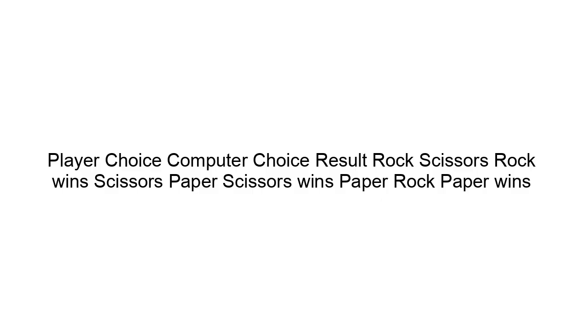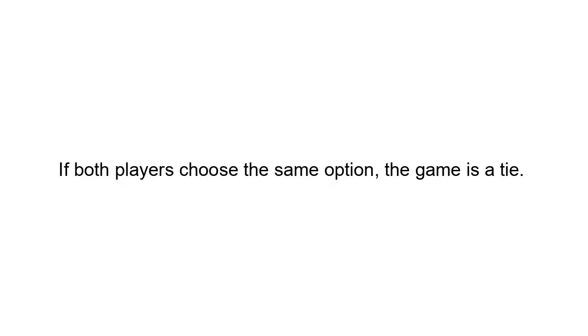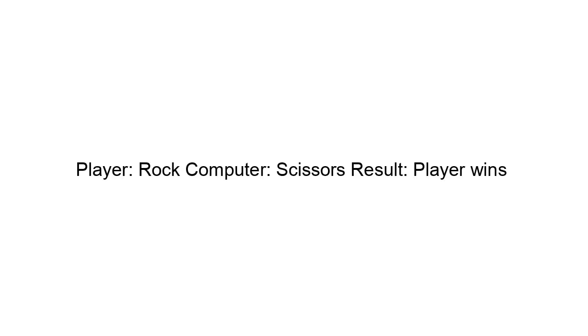Game rules. The game follows three basic rules. Rock beats scissors. Scissors beats paper. Paper beats rock. Example: player, rock; computer, scissors. Result: player wins. This simple logic makes the game perfect for beginner programming practice.